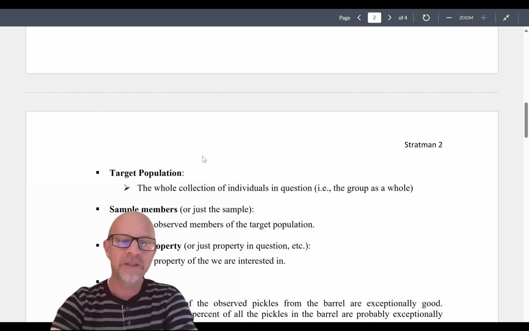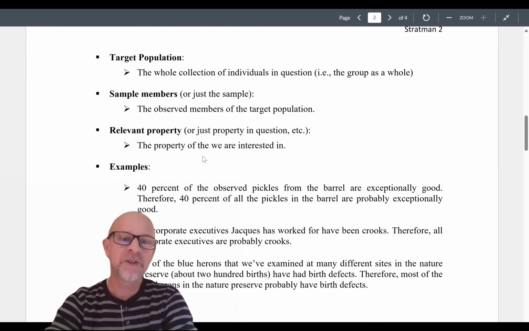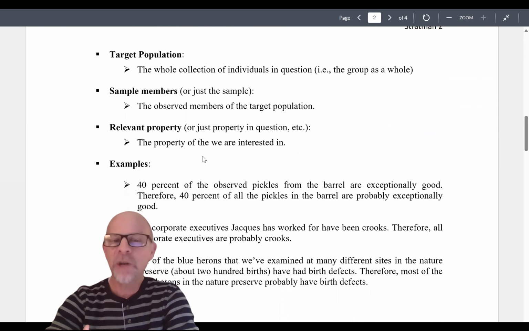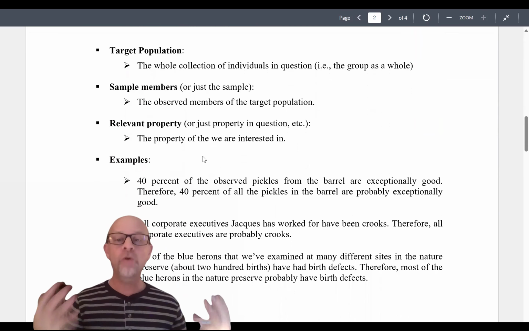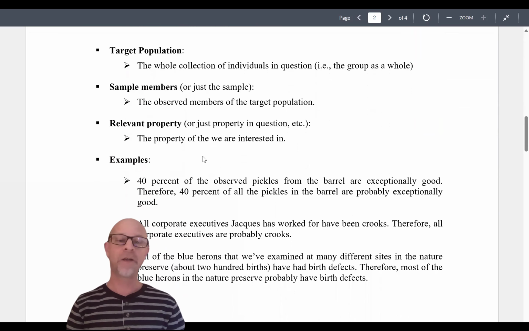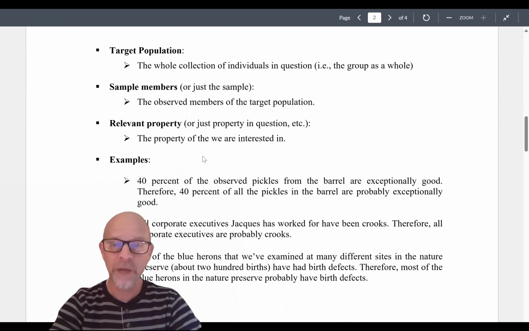But let me make clear some of this terminology here at the beginning. First, the target population, that's going to be the whole collection of individuals in question, right? It's the whole group, the whole entire collection of individuals. The sample members, or sometimes we just say the sample, these are going to be the observed members or the individuals in the target population.